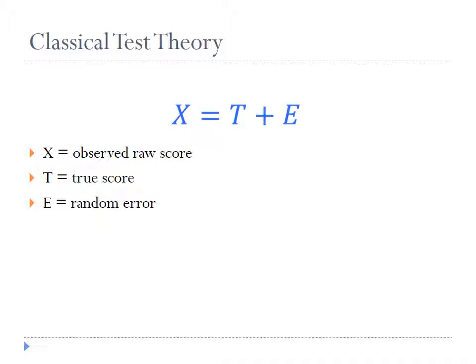For illustrative purposes, let's say that X is the score you would get on a quiz or exam. Your raw score could be 85. That's the score you got on your exam. That raw score or observed score is made up of two components, true score and error.